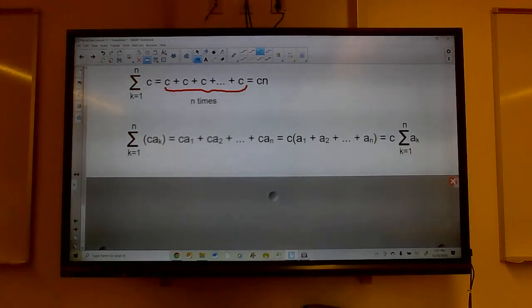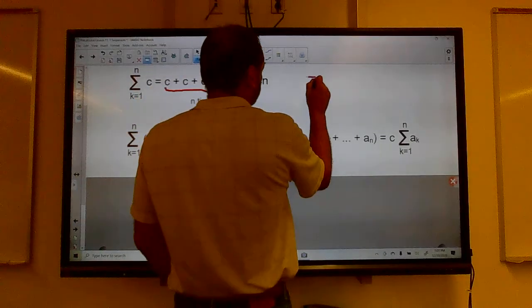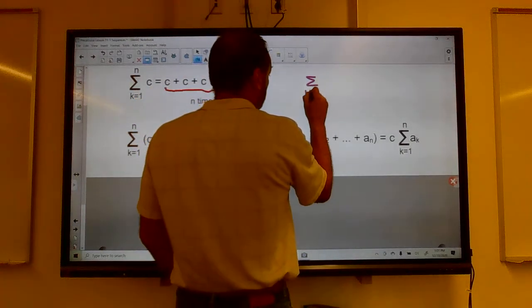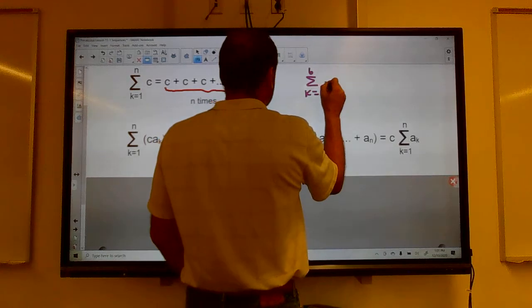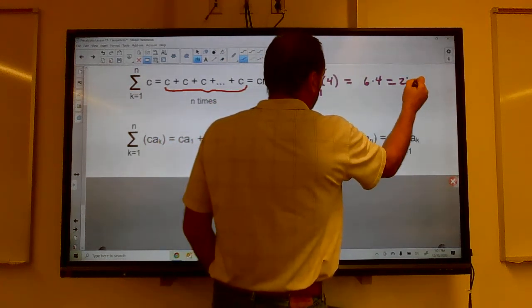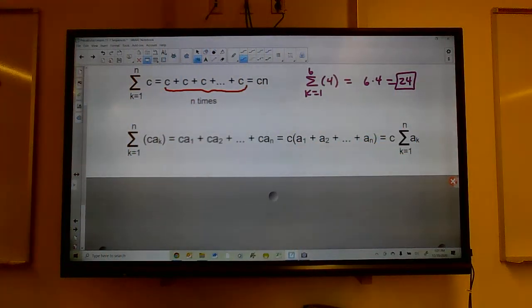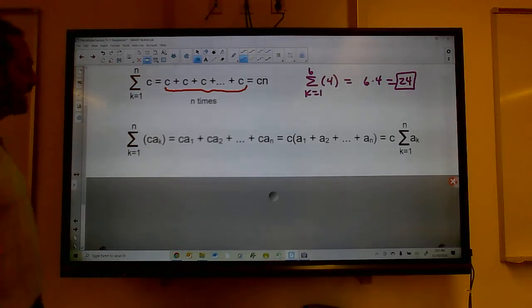All right, here's the next one. By the way, let's do an example here. If I had the sum from k equals 1 to 6 of the 4s, that would just be 6 times 4, which is 24. Okay, the sum from k equals 1 to n of c times a sub k.